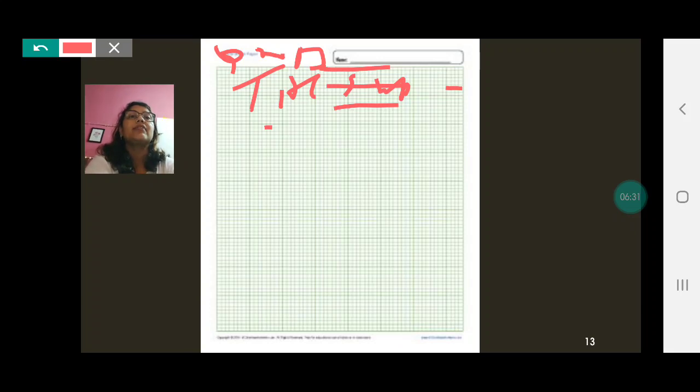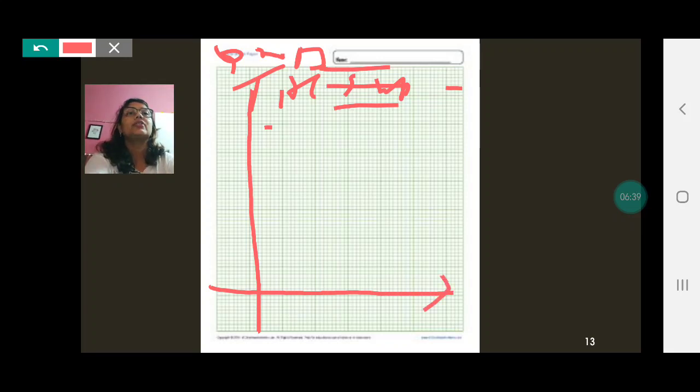The next is very, very important: you draw your x and y axes. Excuse me for the crooked lines, it's not possible to draw proper lines here. So draw this, write x and y. Immediately decide what your scale is, and you have to write your scale here.